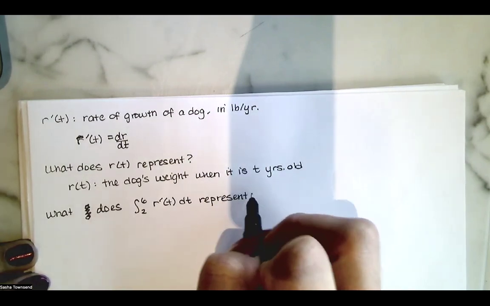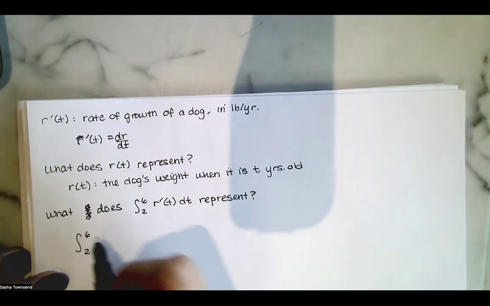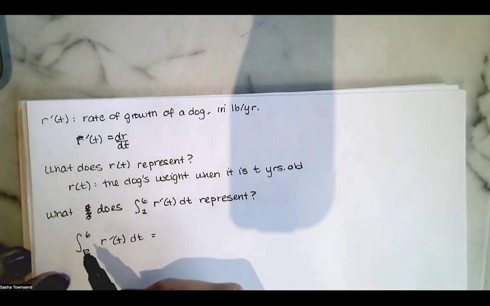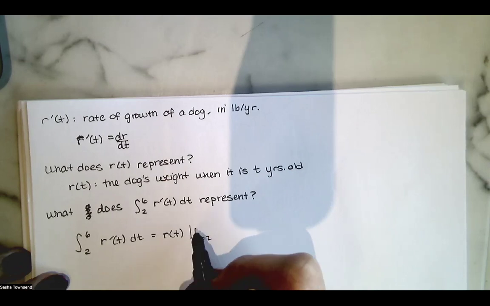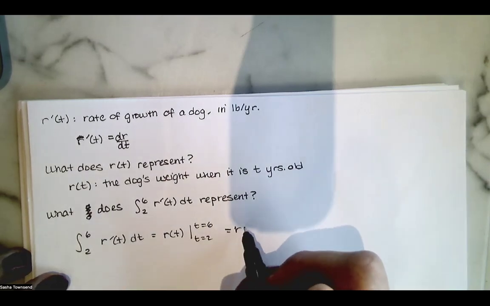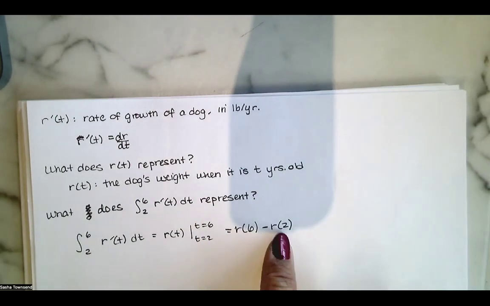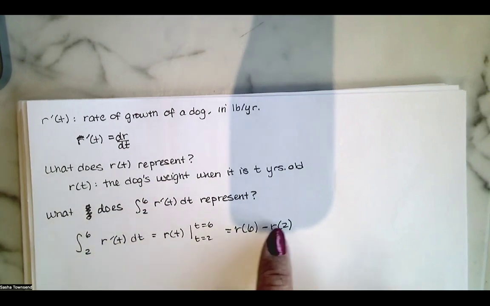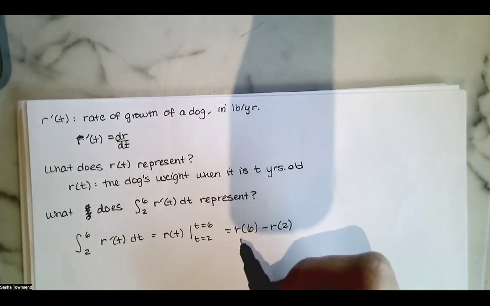That's relatively easy to infer using the fundamental theorem of calculus. So I've got the integral from 2 to 6 of r prime of t. And the first thing we do is compute the antiderivative. Well, the antiderivative of the derivative is the original function. And then you substitute in t equals 2, and you substitute in t equals 6 and subtract. So you get r of 6 minus r of 2. Now that is a change in the dog's weight, or the change in the dog's weight from when it was t equals 2 years old to t equals 6 years old. So this is the increase or decrease in the dog's weight. It's probably an increase.